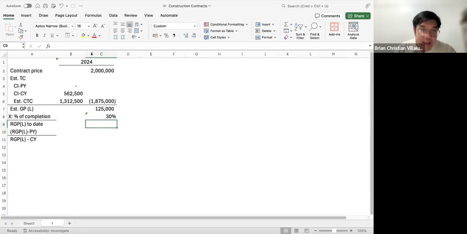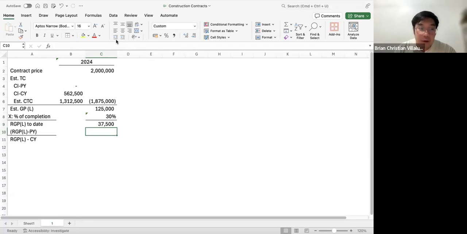Anong ibig sabihin neto? Ano ibig sabihin ng 30%? In terms of cost, 30% complete na yung project. So in this case, 30% pa lang ng estimated gross profit ang pwede nating i-recognize. Okay? So subject it to 30%, 125,000 times 30%, we get 37,500.